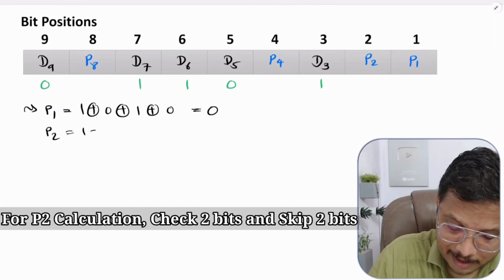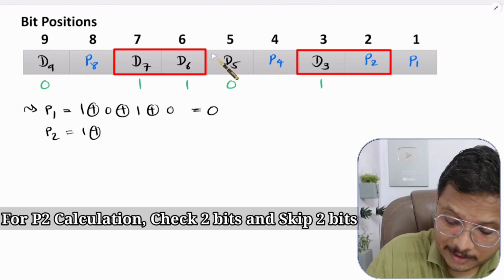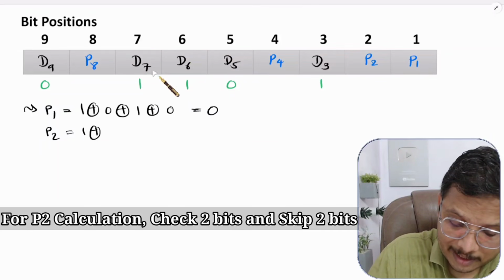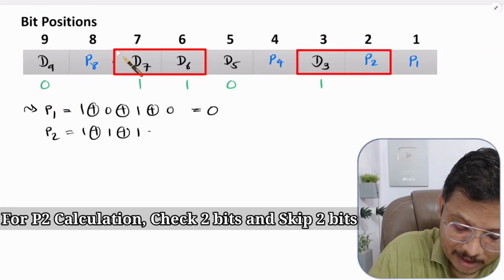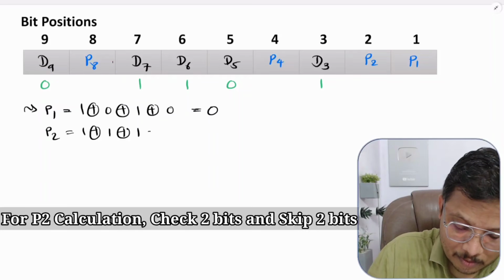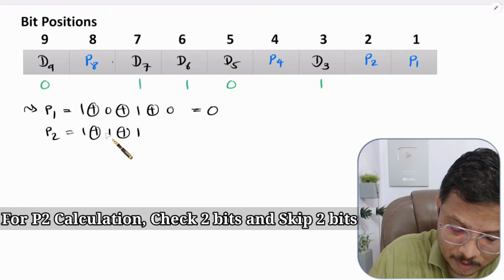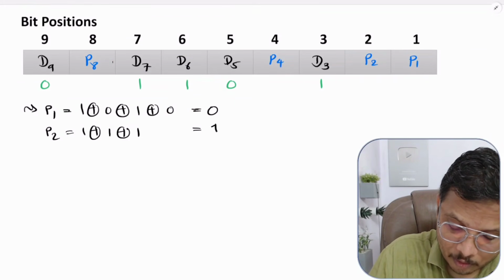So let me write 1 here. Then skip these 2 bits and then check these 2 bits. So that is 1, 1. So 1 XOR 1. And then after that you need to skip these 2 bits. Further there is nothing. So 1 XOR 1 XOR 1, that is 1 over here.